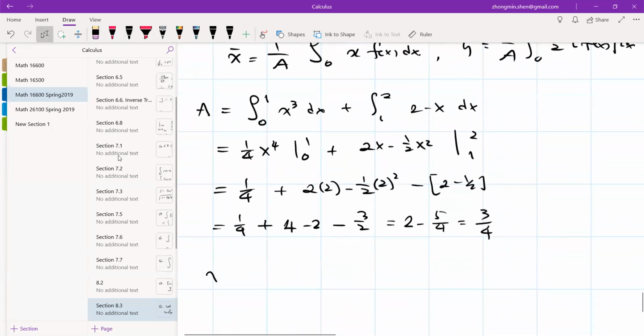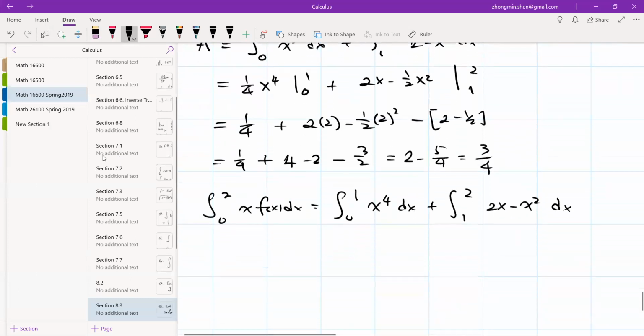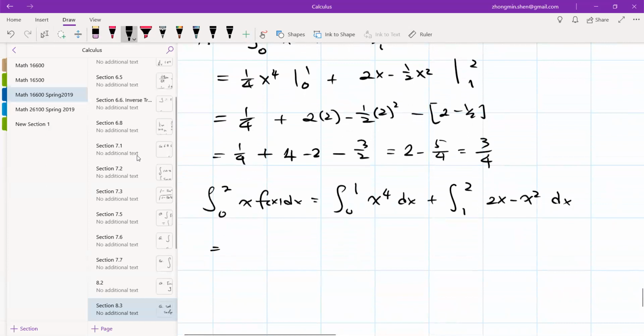All right, so then you find the x bar. Before you find the x bar, evaluate the integral from 0 to 2 of x f(x). You do the same thing: the integral from 0 to 1 gives x to the 4th power, and from 1 to 2 it's 2x minus x squared, because you multiply that by x. Then evaluate: x squared minus 1/3 x cubed, evaluated at the endpoints.